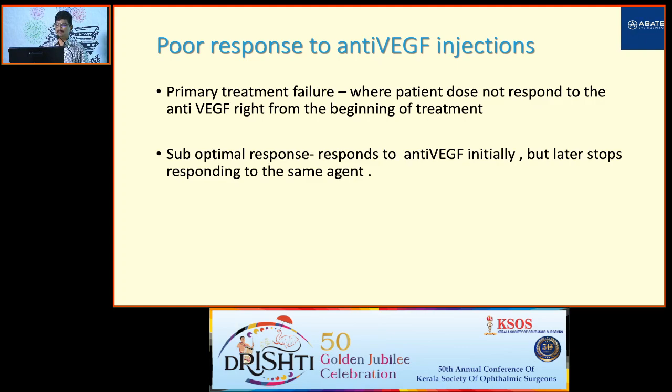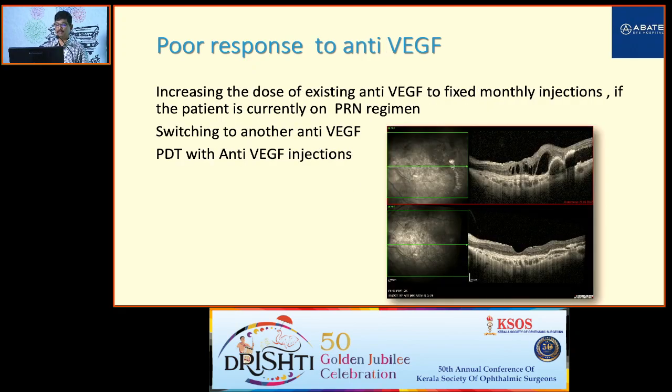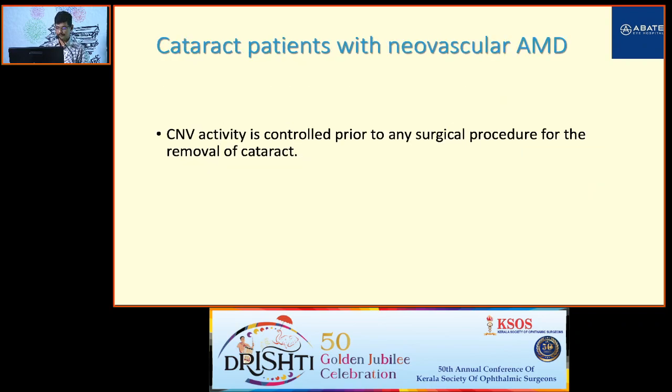But there is another subset of patients who respond initially to the anti-VEGF, then they stop responding. It could be due to tachyphylaxis or improper dosing of the medication. Then again, another option is to switch to a different anti-VEGF agent, or you can go back and see whether your treatment protocol is right. If the gap between the injections is too high, then you can try to reduce it to monthly injection and see whether it works.